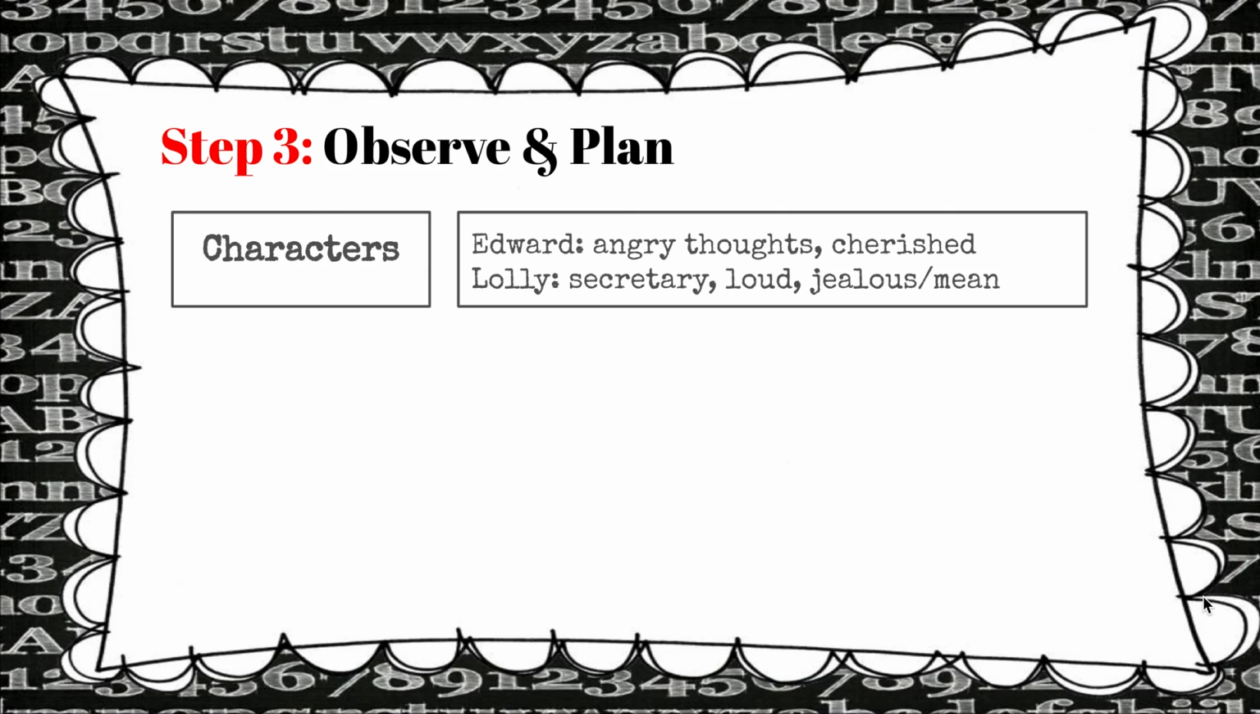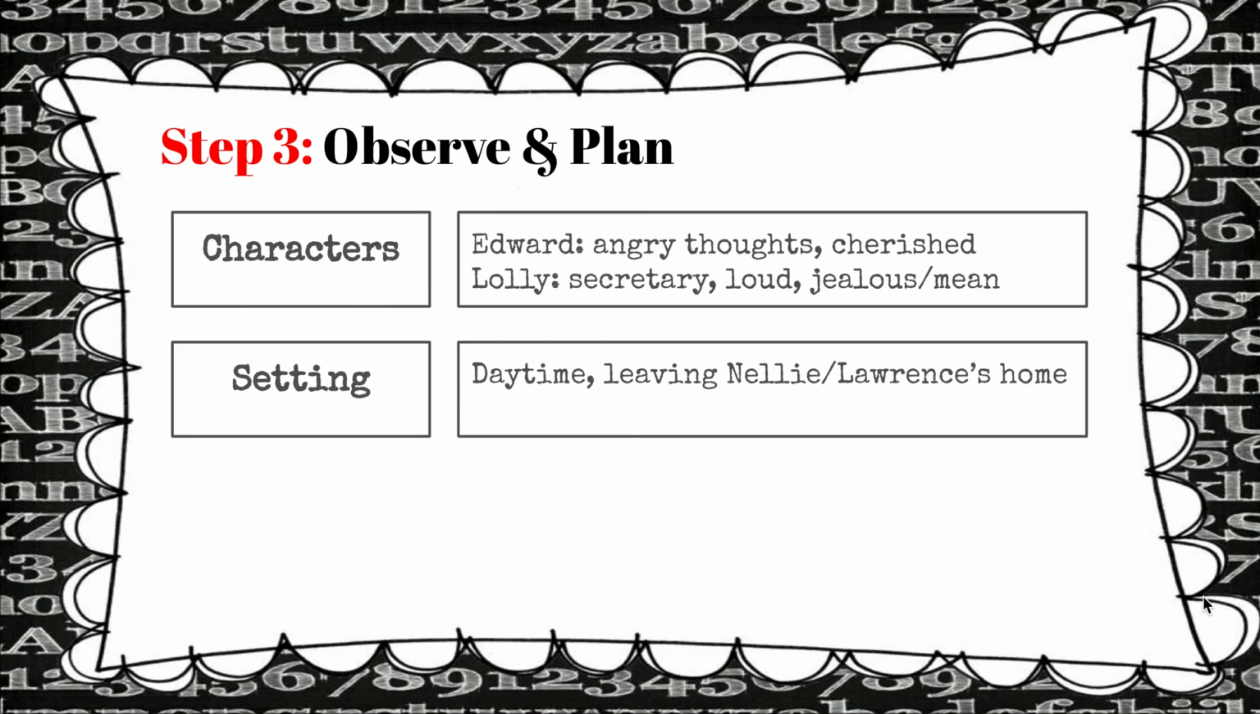That's up to you. Okay, and then Lolly, all I really know about her from the text is that she's a secretary. I know that she's really loud. And based on how she is responding to this whole situation, I think she's very jealous of the attention that Edward is getting. And I think she's a very mean-hearted woman, taking away this precious possession of her parents. So I think I'm going to use that to fuel my ideas. Okay, and then I'm going to consider the setting. I'm just going to keep it the same, and I'm going to maybe talk about the scene that's going to happen next. So it's still daytime, and Lolly is leaving Nellie and Lawrence's home.